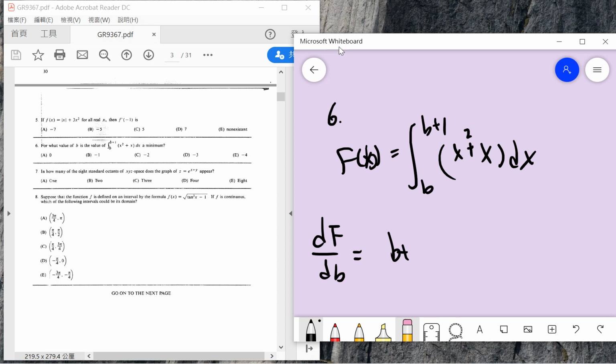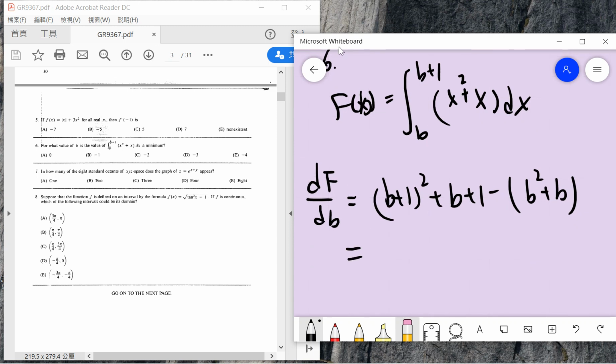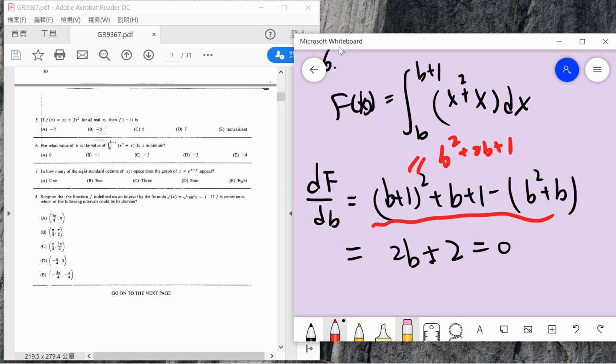Okay, so this becomes (b plus 1) squared plus (b plus 1) minus b squared plus b. So this is 2b plus 2 equals 0, right? Yeah, because this is b squared plus 2b plus 1, so we can cancel this and then cancel this. Yeah, so 2b plus 2, so the answer is b equals minus 1. Okay, so the answer is B.